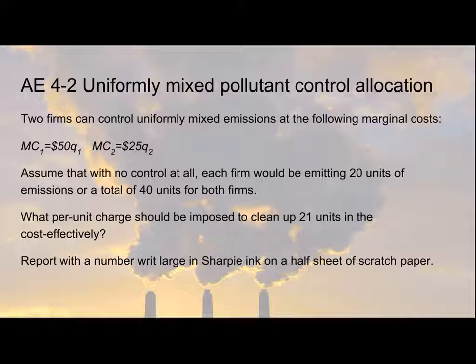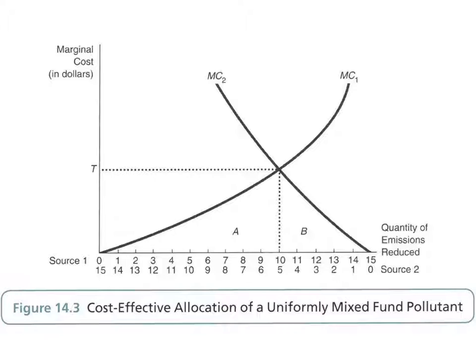All right, report with a number writ large in Sharpie ink on a half sheet of paper. Let's get to this. The framework that you want to use is this one from Chapter 14, Figure 14.3. And notice what we've got here. We've got a framework where left to right we're counting the cleanup by firm 1, and right to left we're counting the cleanup by firm 2. Really, we should have another set of axes here. Marginal costs for firm 1 are going to be a ray from the origin. Actually, in our case, it's going to be quite a steep ray. Marginal cost of firm 2, a flatter ray, and our graph would be scaled 0 to 21.